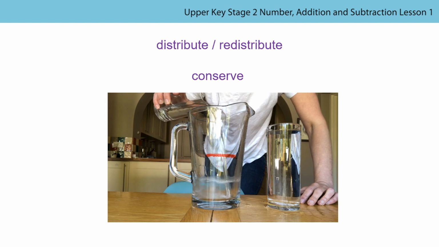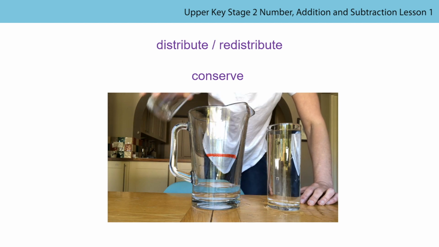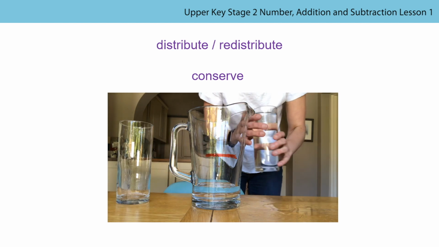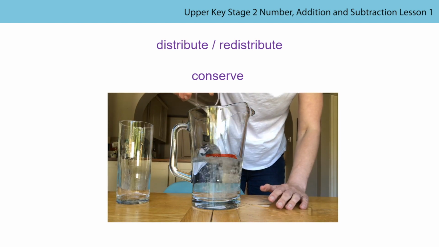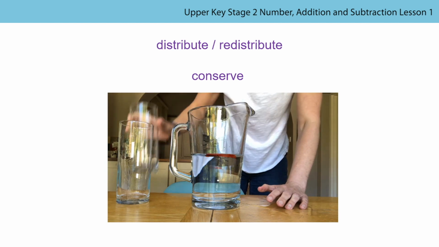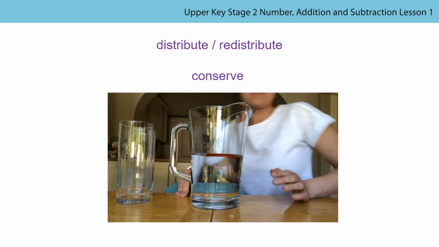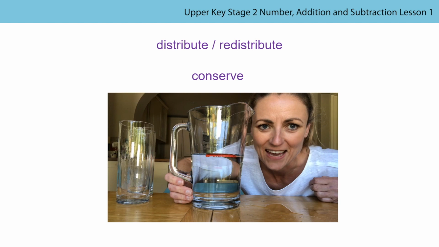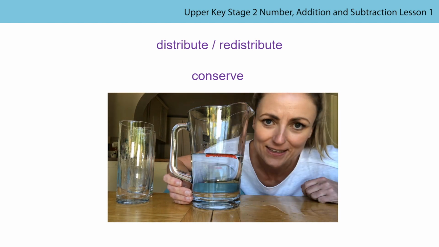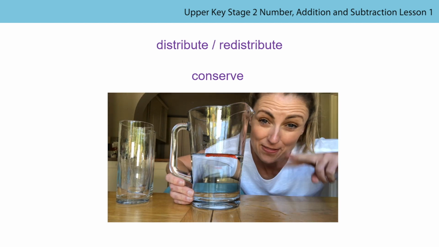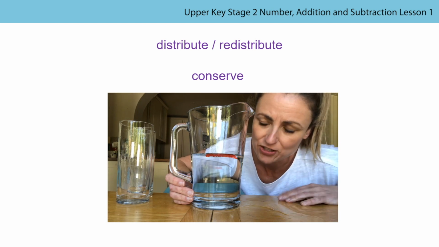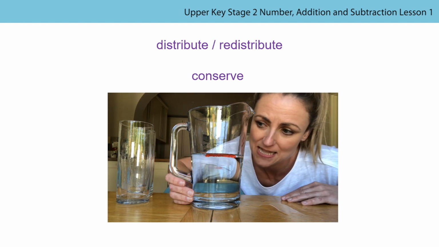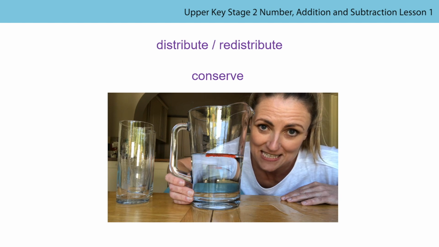So let's see if we've conserved our liquid. I don't think that little spill should have too much of an impact. There we go. So let's let that settle. Okay, can you see my red line here? I've shown that even though I redistributed the liquid between the two glasses, I've conserved the total amount. That has not changed, that has stayed the same.